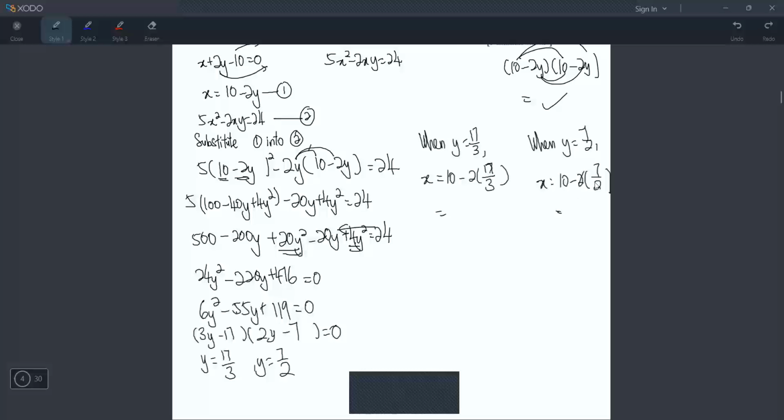So let's do this first. This is easy. 2 and 2 can cut. 10 minus 7 is 3. This one you cannot cut, but it's okay. You can just use your calculator. So let's just press the whole thing. 10 minus 2, open bracket, 17/3, close bracket. Okay, you should get -4/3. Right? -4/3.